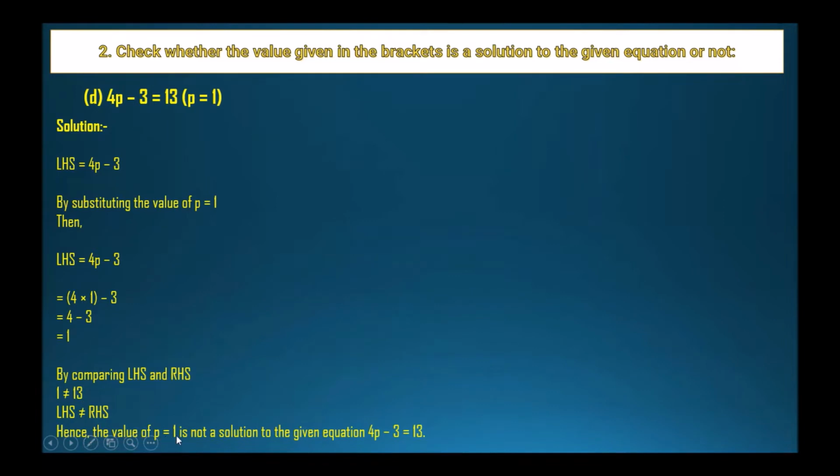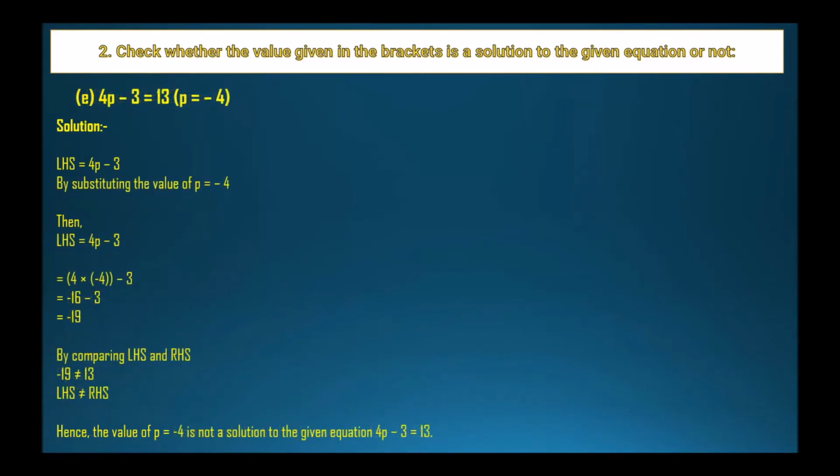Next, 4p minus 3 equals 13. Here the value of p is given as minus 4. So LHS is 4p minus 3. We will substitute the value of p, that is minus 4. So 4 into minus 4, bracket close, minus 3. So 4 into minus 4 is minus 16, minus 3, that is minus 19. LHS and RHS both are not equal. Hence p equals minus 4 is not a solution to the given equation 4p minus 3 equals 13.